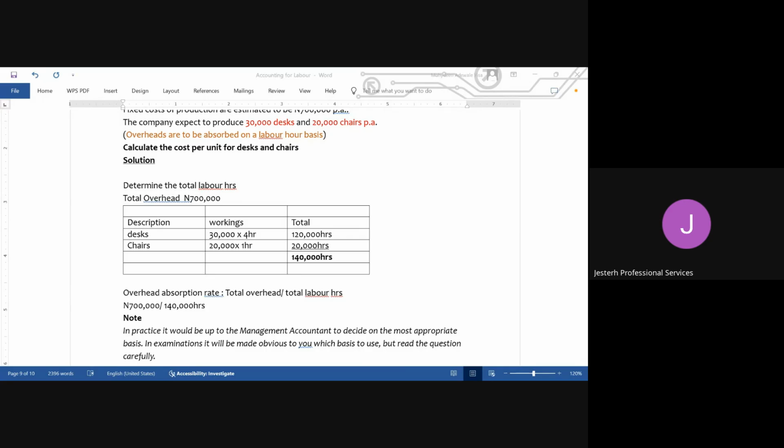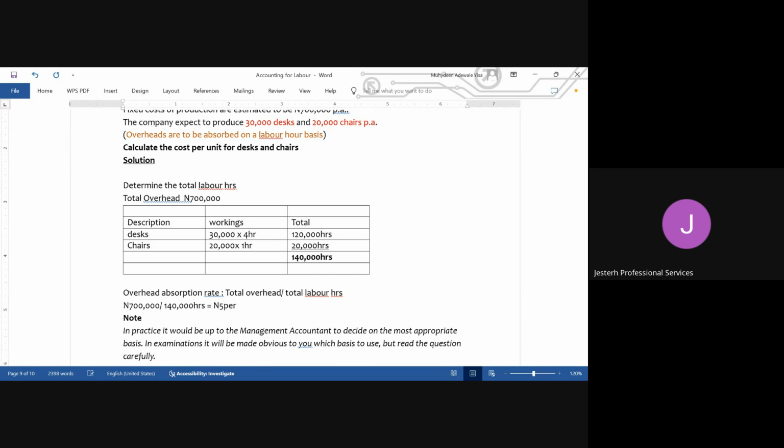Now, can someone divide this for me and tell me the answer, please, so that I will know that we are on the same page? 700,000 divided by 140,000 hours. So what is going to give us? Can anybody tell us? Okay, so what are we going to get if we divide it by that? Are you with your calculator? I doubt. 5. Okay, thank you.